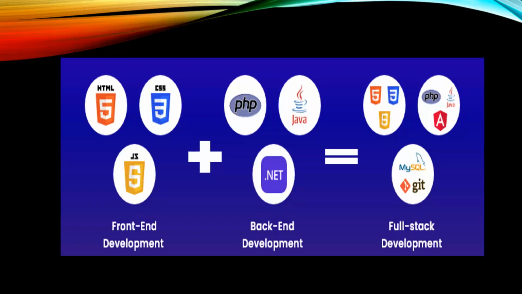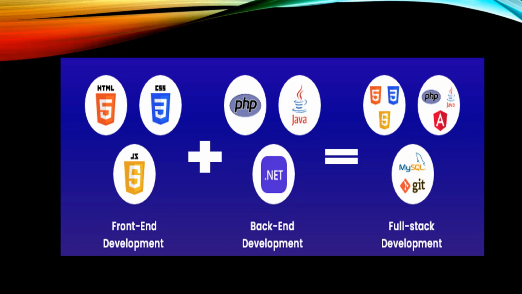So there is front-end development, back-end development, and full-stack development. Front-end development deals with the front portion of the web pages. HTML, CSS, JavaScript, all these three languages are known as web languages, and these are used to develop the front portion of the web pages, and hence it is called front-end development.